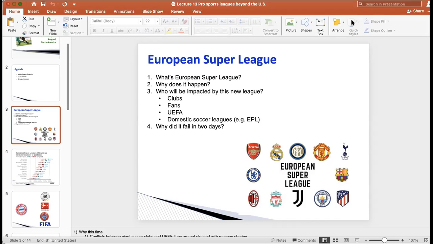These 20 teams every day, every year, are going to play against each other. They're not going to give the opportunity for other people to play. So other people, of course, are not happy about this at all. So that is one thing. And the second thing is about fans.